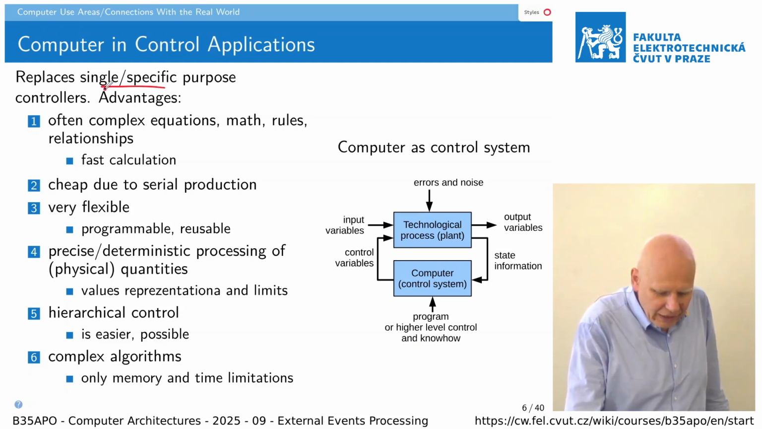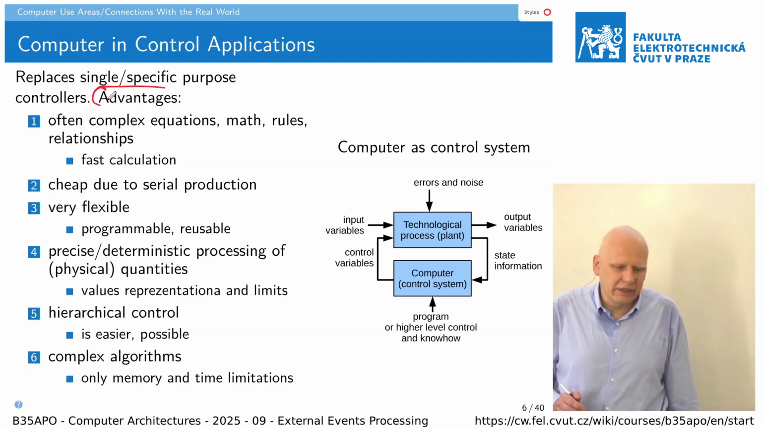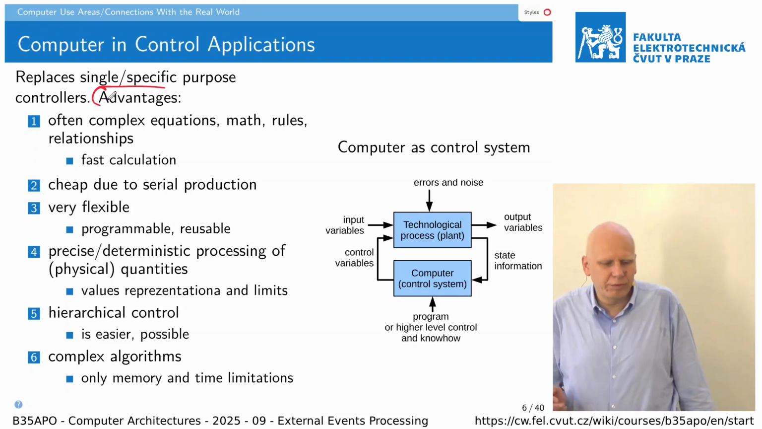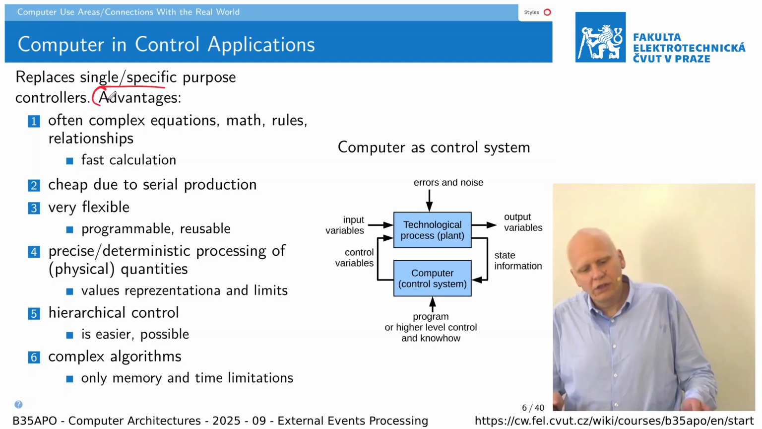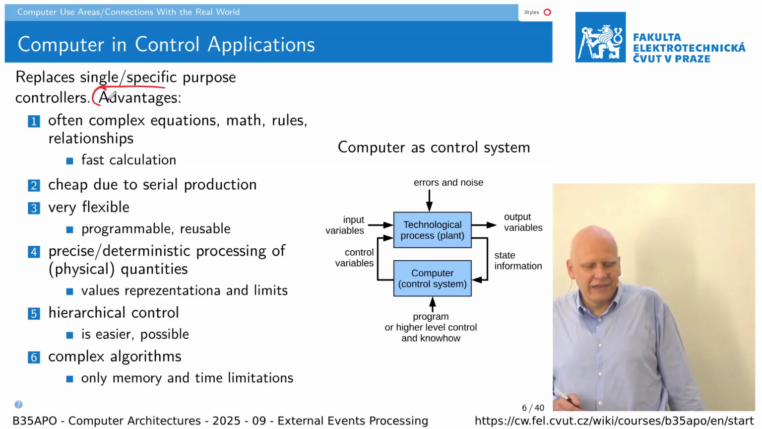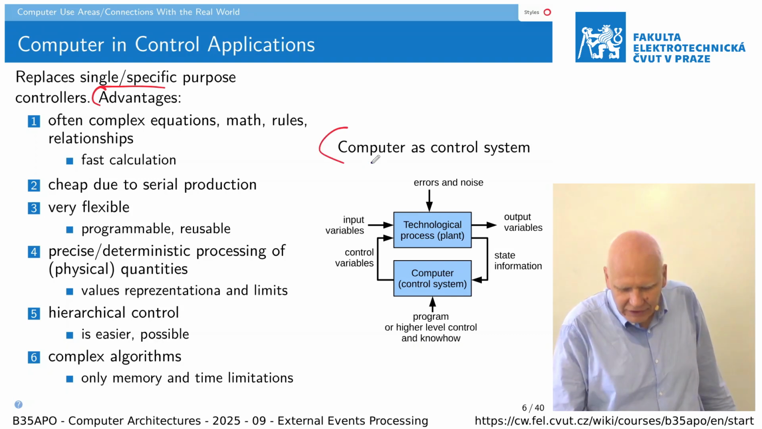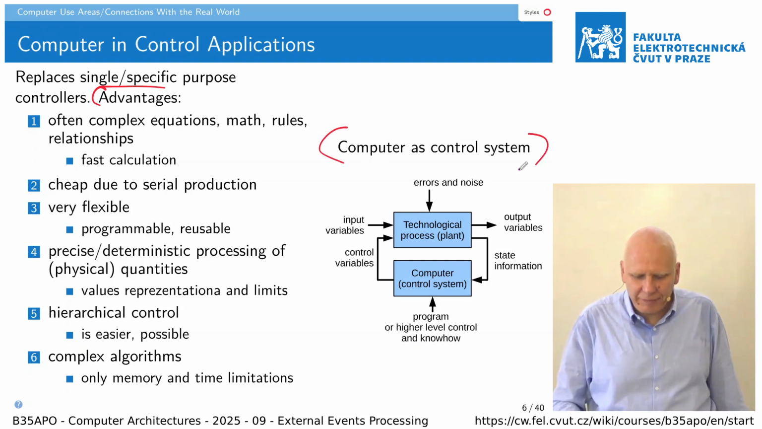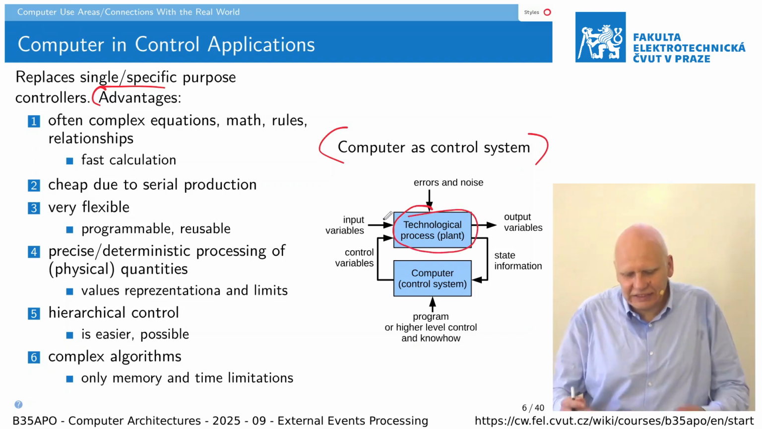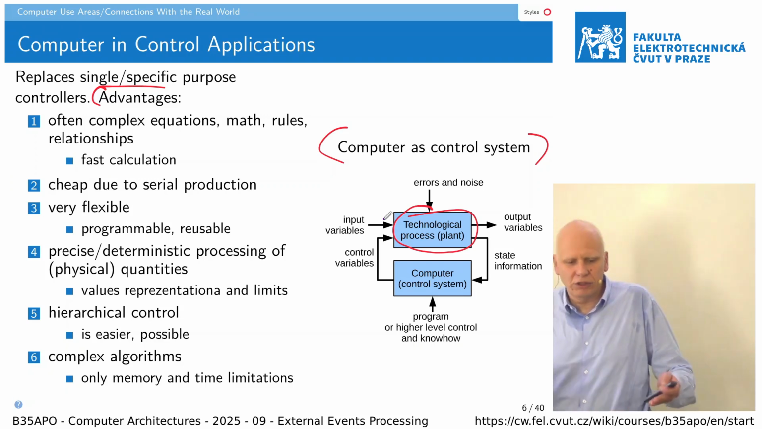But today, we usually replace those special purpose electronics with general purpose processors of some right size, equipped with some inputs and outputs. And if you look at such a computer system which is used as a control system, then we have some technological plant or some system which we want to control, for example, the car which we want to keep on the road.